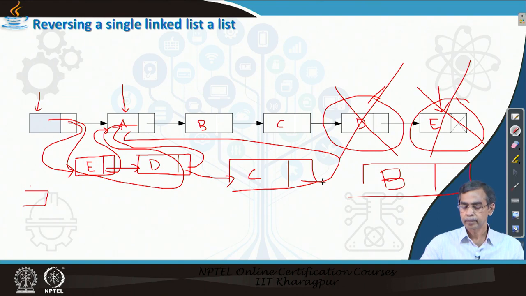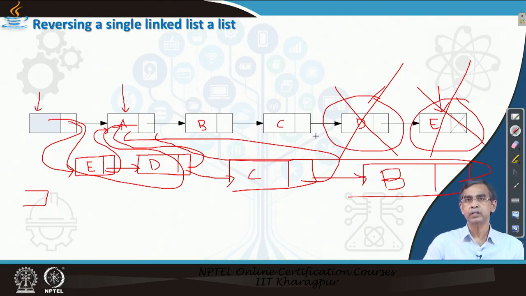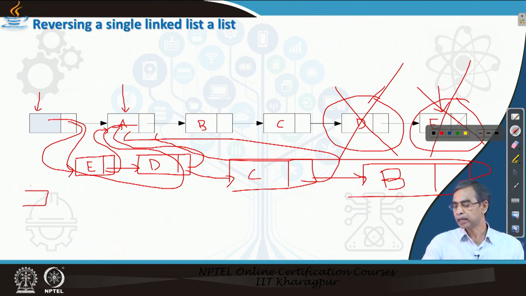So, A will be here, and when there is no more last node, we can stop. When we reach here, there is no more node to be deleted at the end, so we can stop, and this way we will be able to reverse the list. So, this is basically the mechanism, and you can follow the mechanism again.